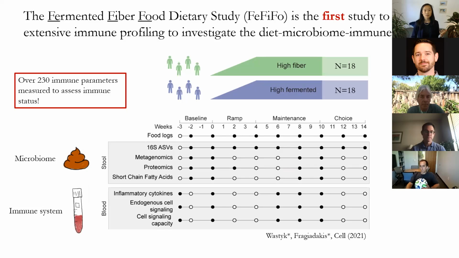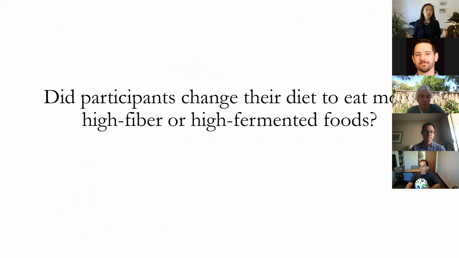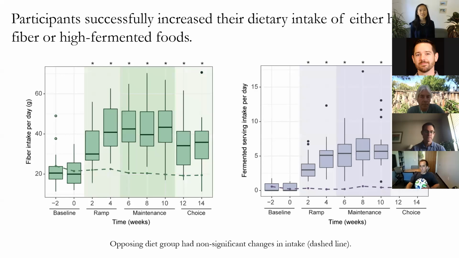Okay. So from here, we're collecting all this data. Even upstream from this, the first thing we need to ask ourselves in an intervention is, is it successful? Did participants actually change their diet to eat more high fiber or high fermented foods? This is a real highlight of the Gardner Group and Dahlia and Jennifer, who are key health educators in getting people to change what they eat. This is behaviorally very difficult, and they did swimmingly. Participants were successful in increasing their dietary intake of either high fiber or high fermented foods.